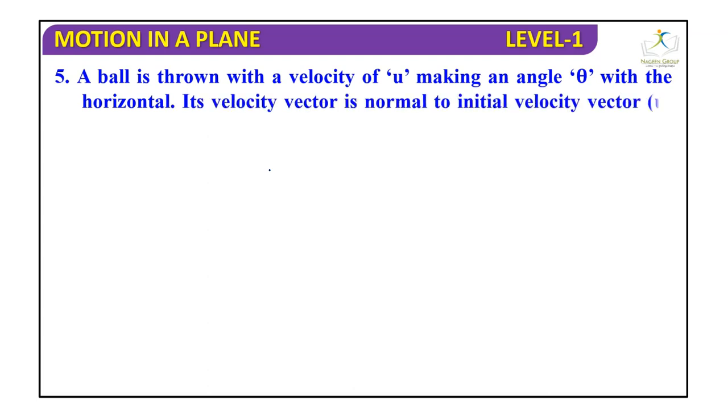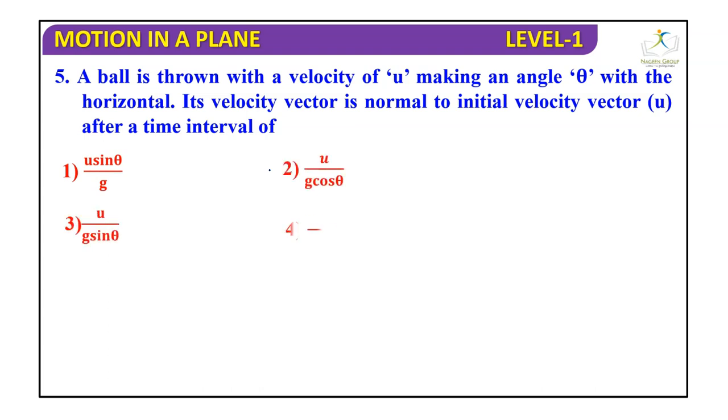Next question: a ball is thrown with a velocity of u, making an angle theta with the horizontal. Its velocity vector is normal to the initial velocity vector u after a time interval of. The options are u sin theta by g, u by g cos theta, u by g sin theta, or u cos theta by g. Now let's move on with the solution, students.